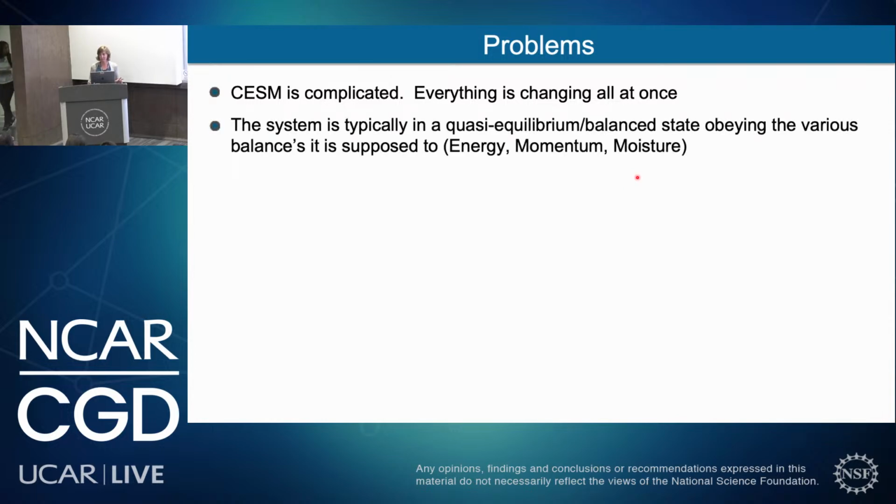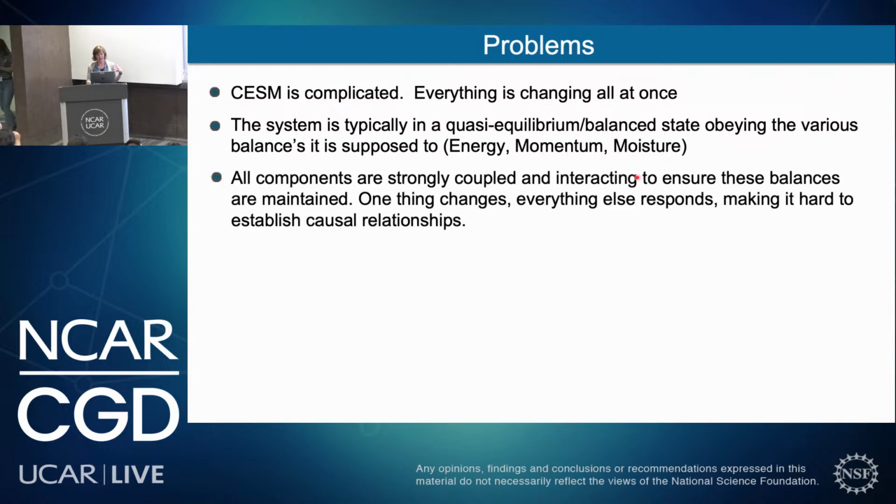The system is typically in a quasi-equilibrium balanced state. It's always solving the various balances that it's supposed to. It's conserving energy, conserving momentum, conserving moisture. And so what that means is that all of the components are very coupled. You change one thing and everything else responds to maintain a new balance. And that can make it really hard to establish causal relationships and really say this thing is what triggered that thing.